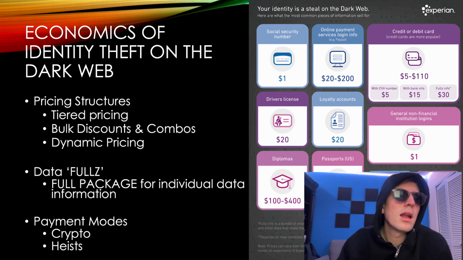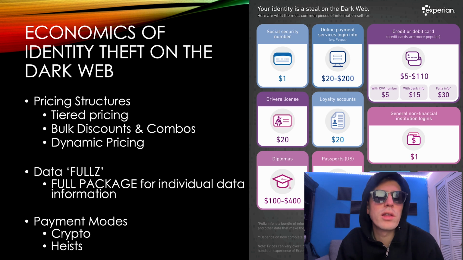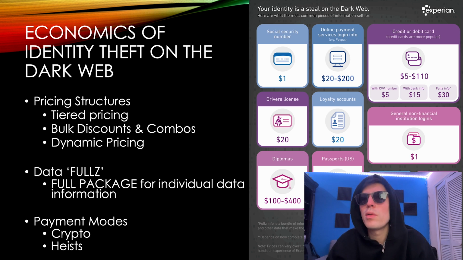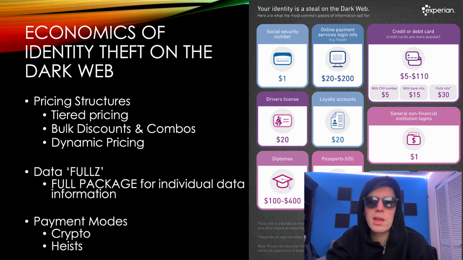So when it comes to the economics of identity theft, as you can see by the graphic, I got this from my citation. Here's how much your personal information is selling for on the dark web. Here you can see some pricing structures, almost like when you're buying things online. You get more discounts the more stuff you buy, and they bundle into different packages. Where it says data fulls, these are the most valuable data sets on the dark web when it comes to identity theft. This is basically a full package for an individual.